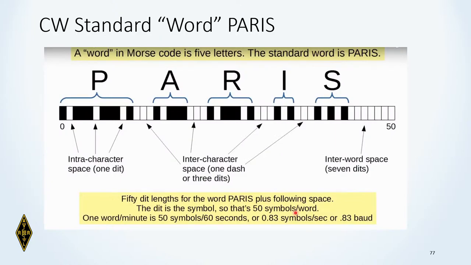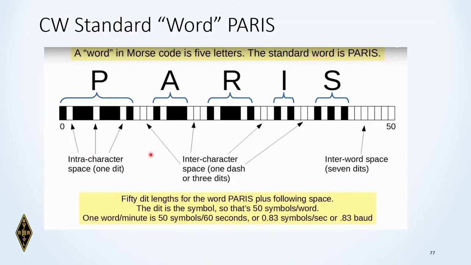So here's a little bit more about Paris. It's not the place that we're going to go and visit and catch COVID. It's something else. It's a word in Morse. Okay, so first of all, a word in Morse code is five letters. So any five letter word is considered a single word in Morse.